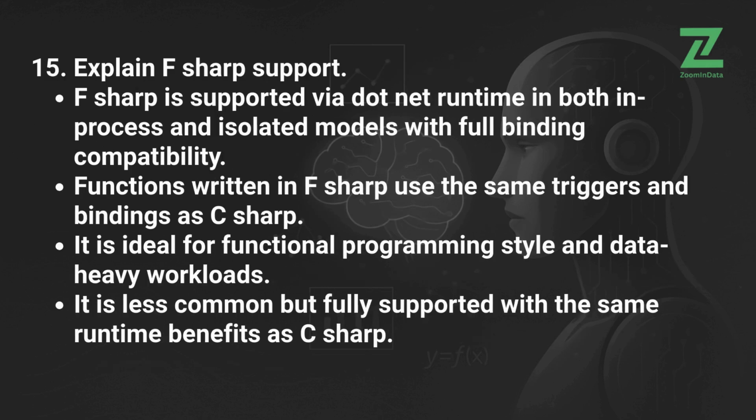15. Explain F# support. F# is supported via .NET Runtime in both in-process and isolated models with full binding compatibility. Functions written in F# use the same triggers and bindings as C#. It is ideal for functional programming style and data-heavy workloads. It is less common but fully supported with the same runtime benefits as C#.